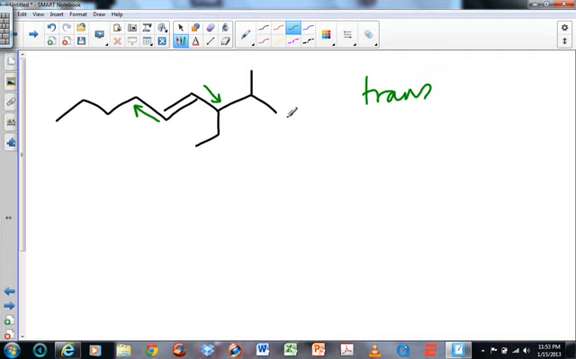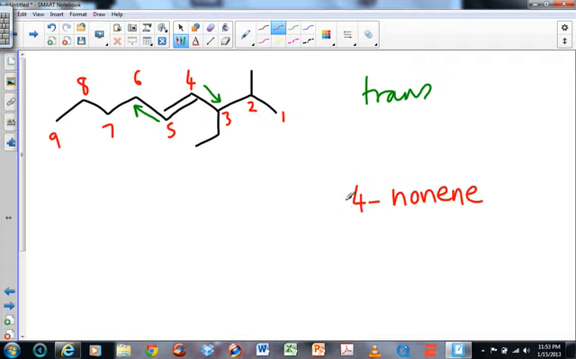The longest carbon chain containing both carbons is going to be this one. And hopefully you can see we're going to start numbering from the right because we get to the alkene sooner if we do. So we've got carbon 1, 2, 3, 4, 5, 6, 7, 8, 9. So we know our name is going to be based on nonene. Now what carbon does the double bond start on? Of course that's carbon 4. Now let's look at our substituents. We've got a methyl here and an ethyl here. Remember, ethyl always comes first alphabetically.